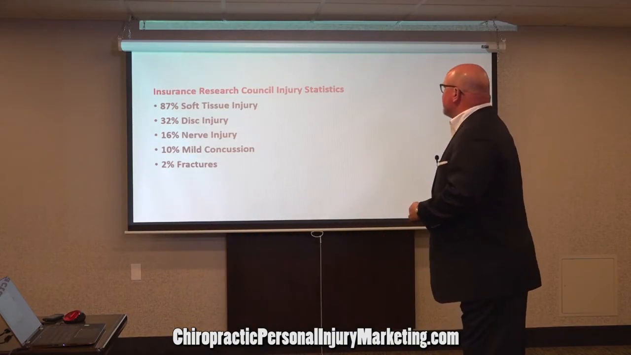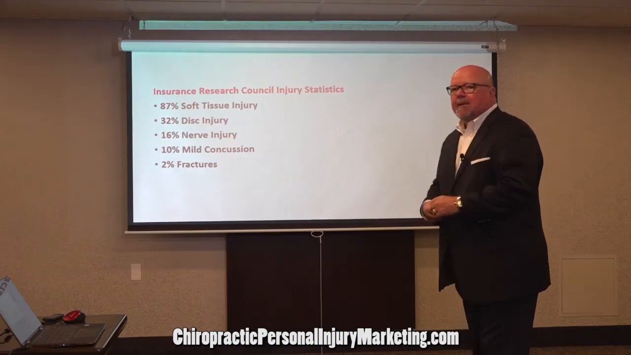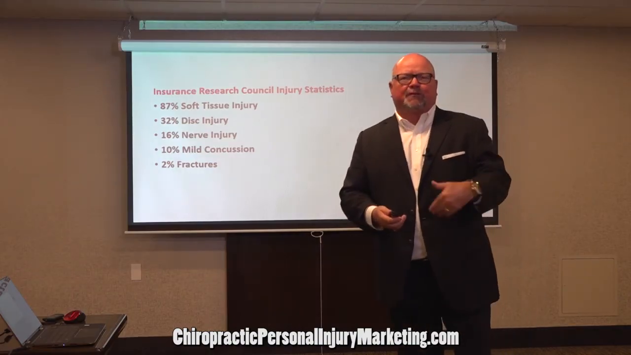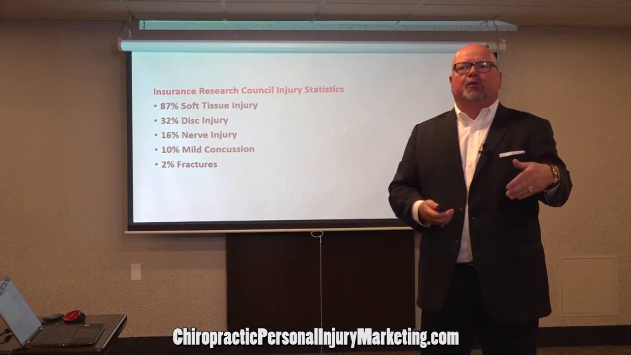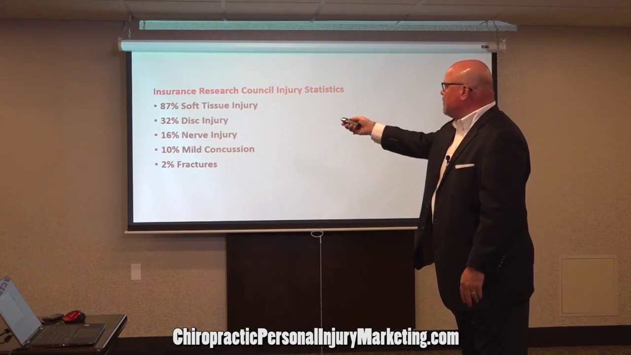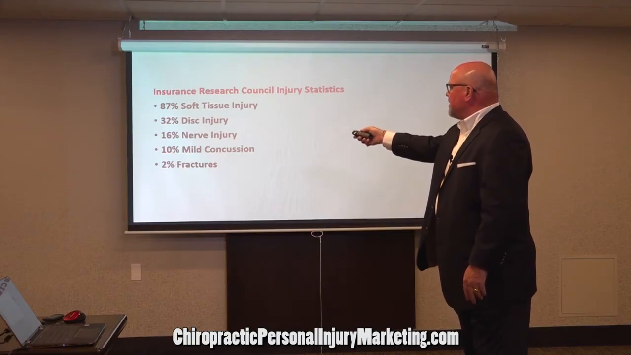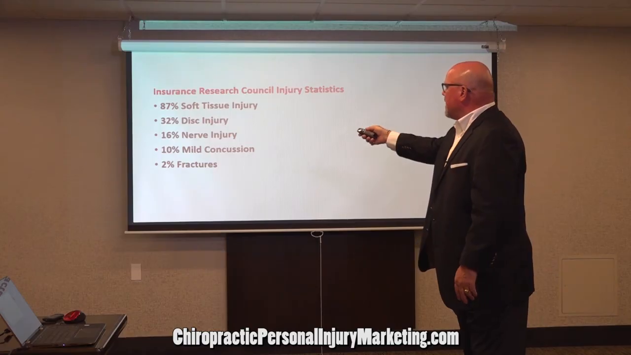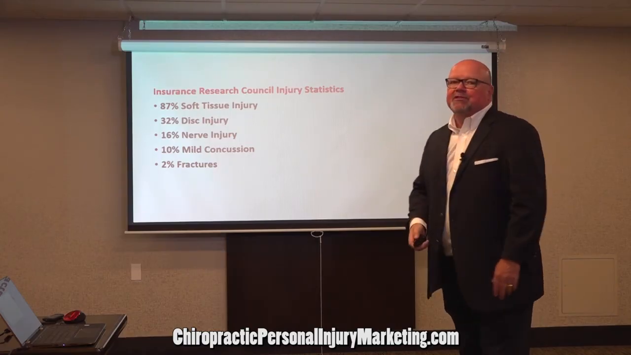These are the Insurance Research Council statistics. This is good for you to know, not just for market purposes, but also for your attorneys. The attorneys don't know this. 87% of the injuries are soft tissue, 32% are disc, 16% are nerve injuries, 10% are mild concussion, 2% are fractures. That's from the Insurance Research Council.